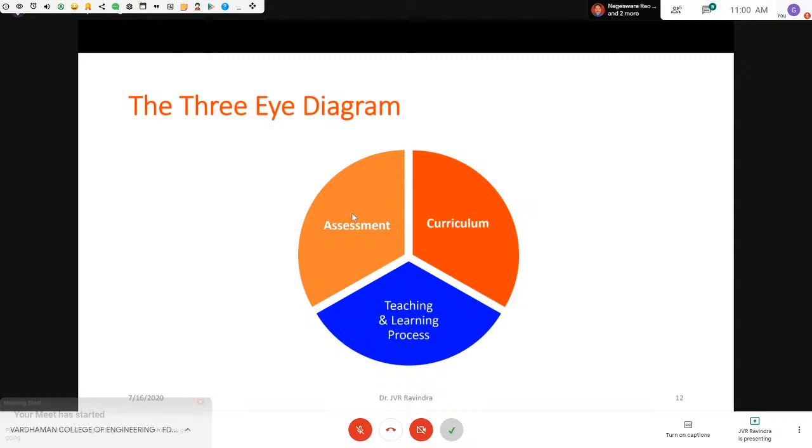Yes, sir. Yes. The three eye diagram. Yes, we are able to see. Okay, right, sir. Okay. So see, there are three main parts here.